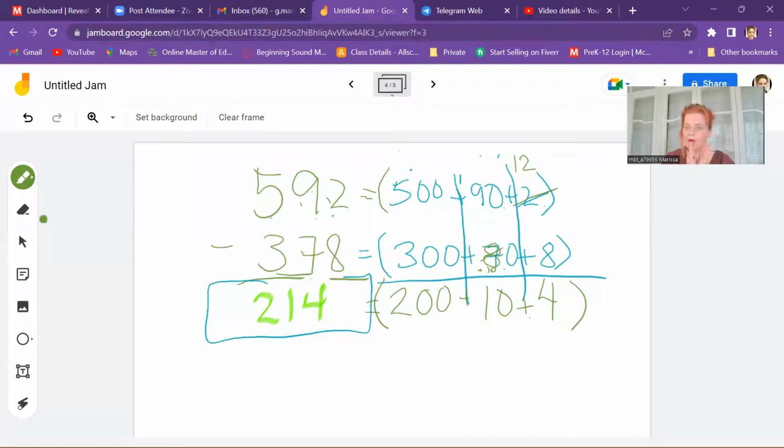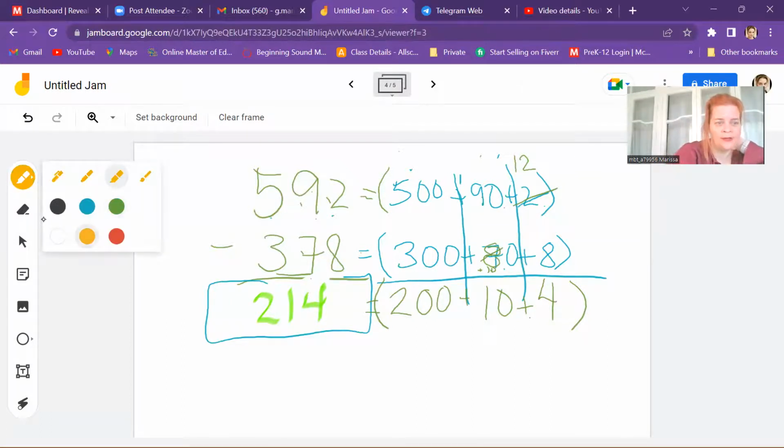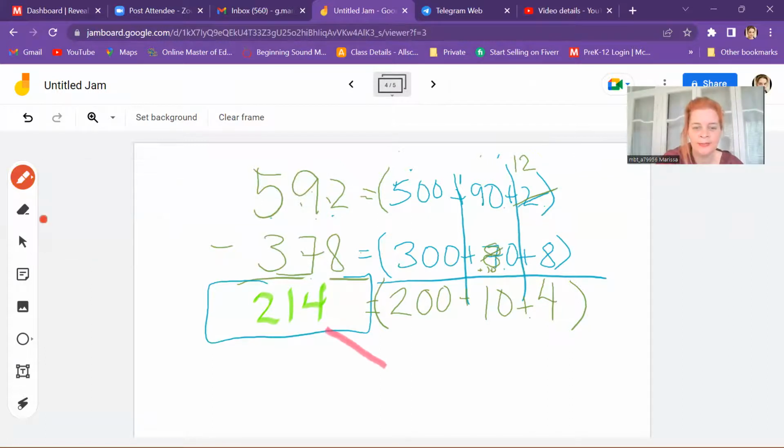Let's check our work. How do you check your work, Miss Russ? Okay, I'm going to use red. All right, I'm going to take 214 and I'm going to go backwards. So when you go backwards in an addition and subtraction problem, you're going to add to find your answer because this number is bigger, right? These are 2 smaller numbers, so obviously you're going to add. Plus 378.